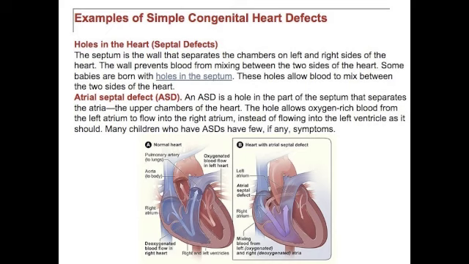Atrial septal defect, or ASD. An ASD is a hole in part of the septum that separates the atria, the upper chambers of the heart. The hole allows oxygen-rich blood from the left atrium to flow into the right atrium instead of flowing to the left ventricle as it should. Many children who have ASDs have few, if any, symptoms.